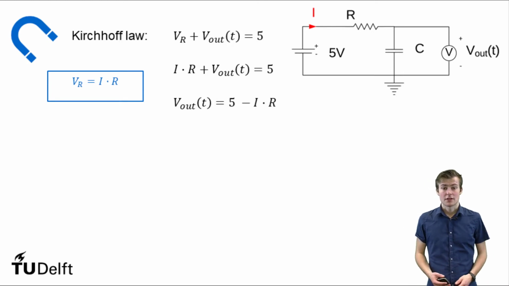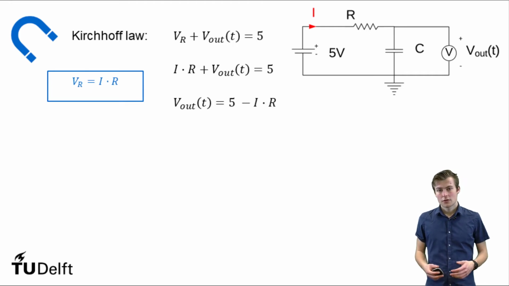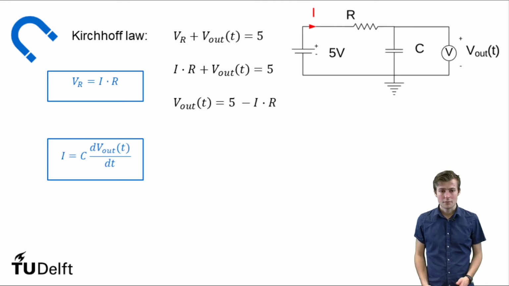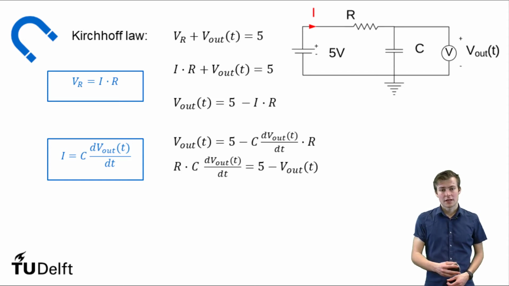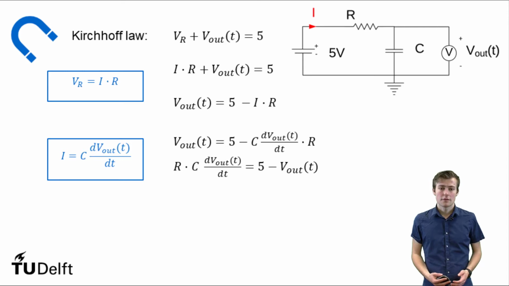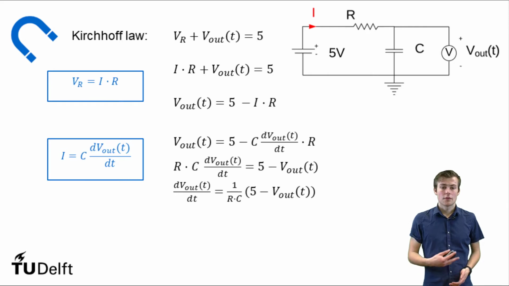Since the resistor and capacitor are connected in series, all the current flowing into the resistor also flows into the capacitor, and according to the lecture, the current and the voltage of the capacitor have the following relationship. The current is the capacitance times the derivative of V out, and we can fill this in for I to obtain that V out is equal to 5 minus C times the derivative of V out times R. We can now rewrite this equation to obtain that R times C times the derivative of V out is equal to 5 minus V out. If we divide both sides by RC, we obtain that the derivative of V out is 1 over RC times 5 minus V out.